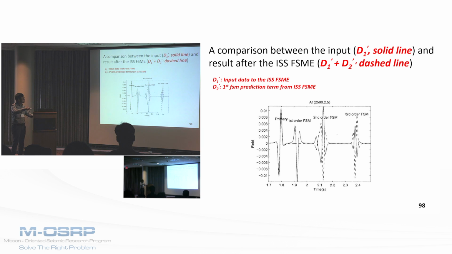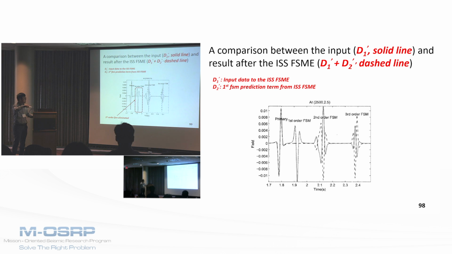First, here shows a trace comparison between the input data. We use D1 prime, represented in this trace plot by this solid line, comparing this input with the result after the ISS free surface multiple elimination algorithm, which is represented by this dashed line in this plot. The result is obtained by adding the first prediction term from the ISS free surface multiple elimination to the input data. And when this first prediction term is added, two things happen.